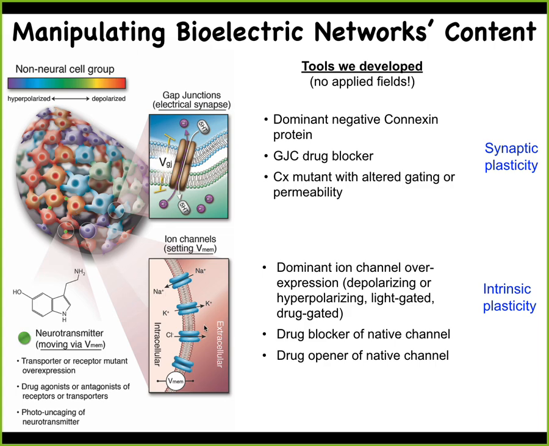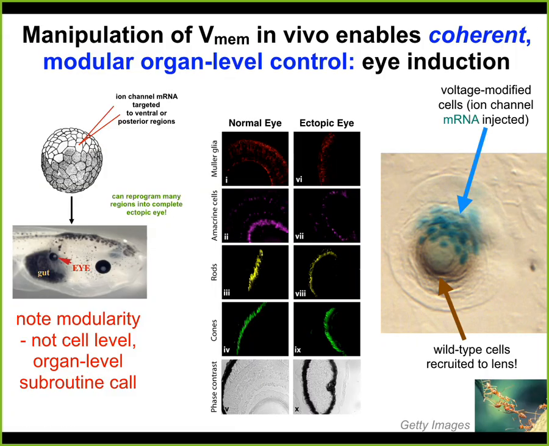So we can open and close these things with drugs. We can use light in the case of light-gated ion channels. We can use neurotransmitter signaling directly. All of the same tools that work in neuroscience work in every other tissue of the body. And here are some examples of interesting things that you can get that way.